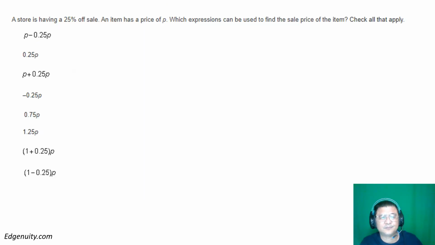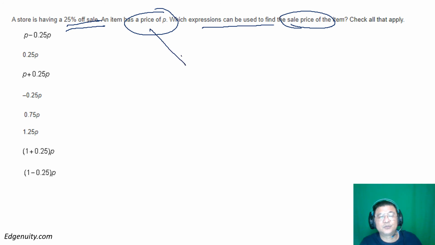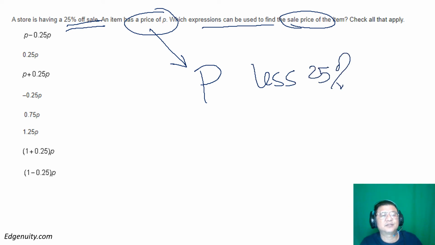Next. A store has a 20% off sale. The item has a price of P. Which expression can find the sale price of the item? All right, so it was originally P. Okay, so less 25%. Okay, let's look at the first one. Multiply 25% by P and then subtract that from P. Yes, that's the normal way.